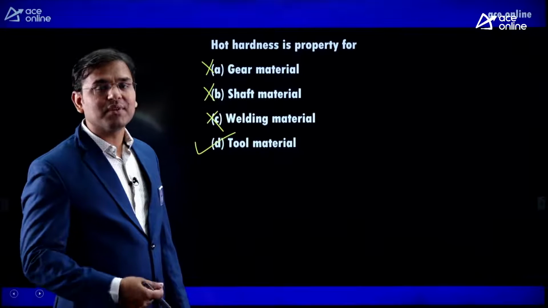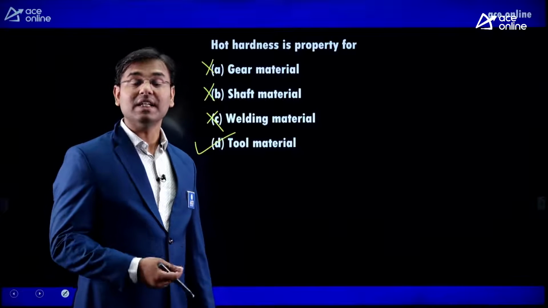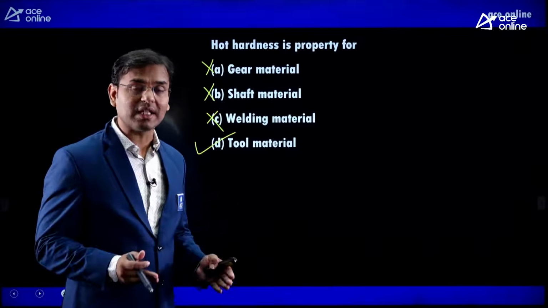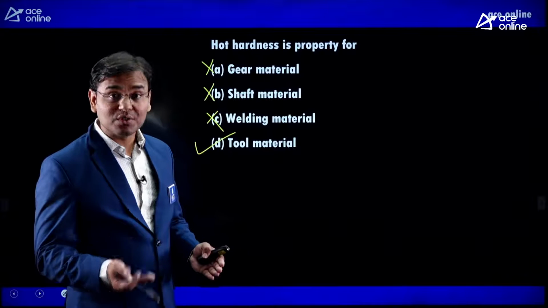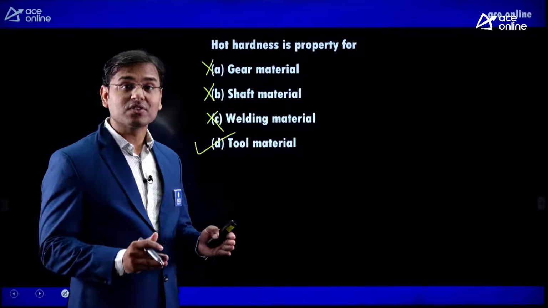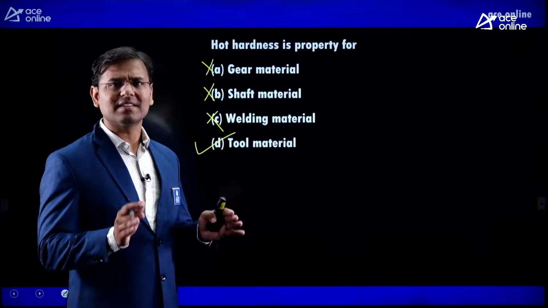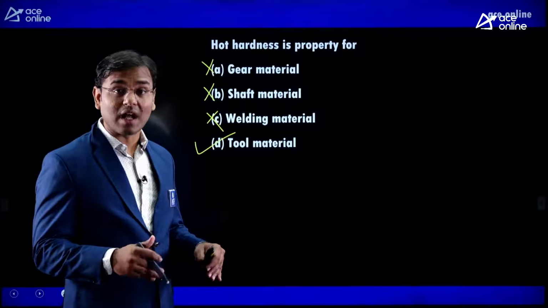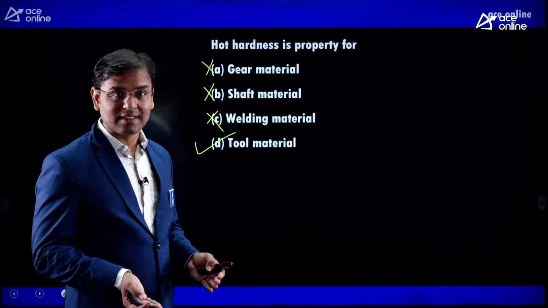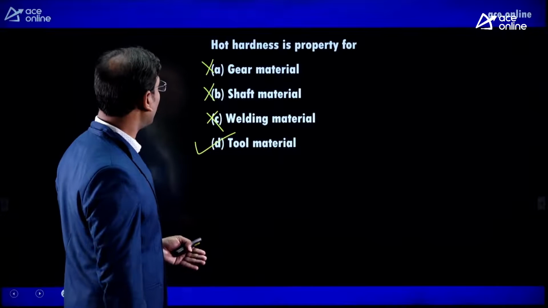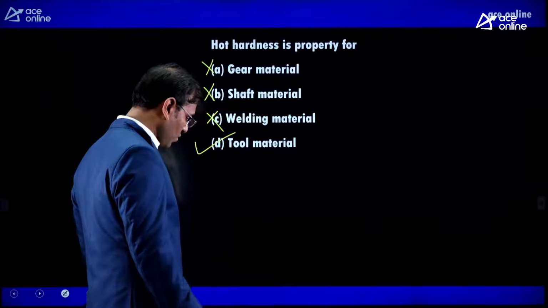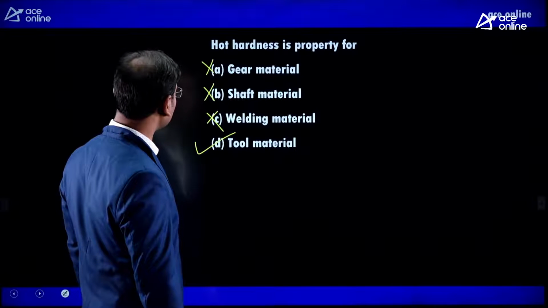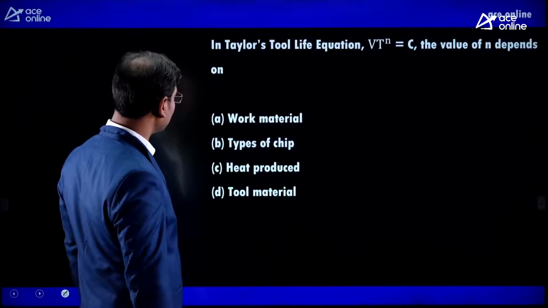Guys, what happens when we use a tool is that there is continuous contact between the tip of the tool and the workpiece, and heat is generated on the tool. The temperature of the tool increases, and at some temperature the tool starts reducing its hardness. That temperature is known as the hot hardness temperature of that tool material. So the correct answer is that hot hardness is a property of the tool material. Now see the next.